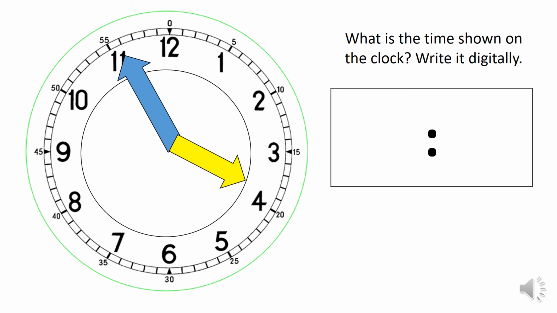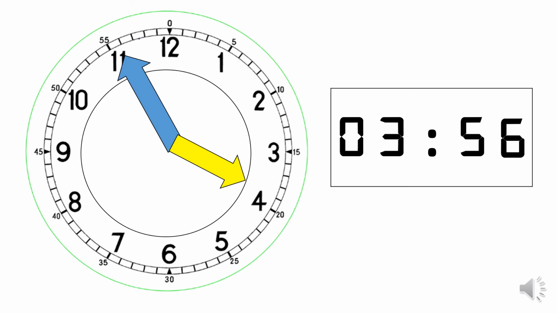And this one for me. Write the time shown on the clock. Write it digitally. Take a pause in the video. The hour hand has gone past the 3, and the minute hand is pointing towards 56. Therefore it's 3:56.